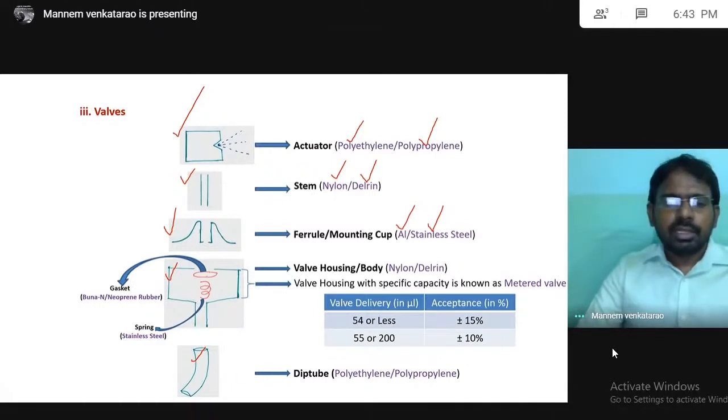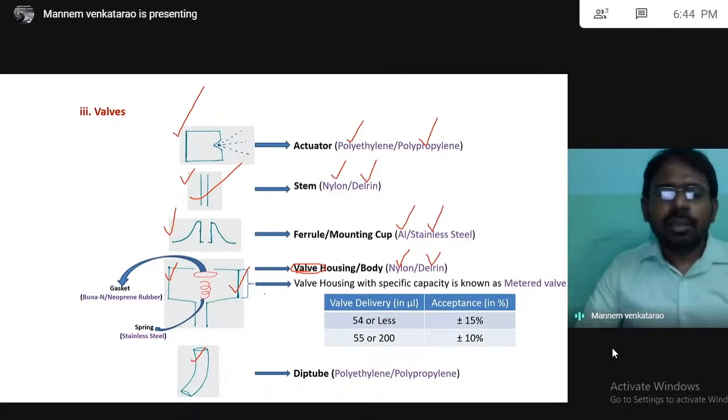Next, the valve housing, or valve body. Why is it called valve housing or valve body? Because the stem is enclosed in this chamber. That's why it is called a house or body for the stem valve. It is made up of nylon or delrin. The stem is made of nylon or delrin, and the housing is also made of nylon or delrin. These two components are made of the same material.